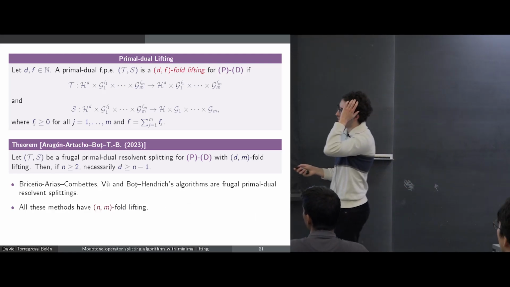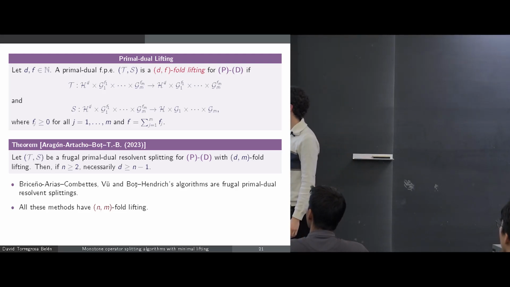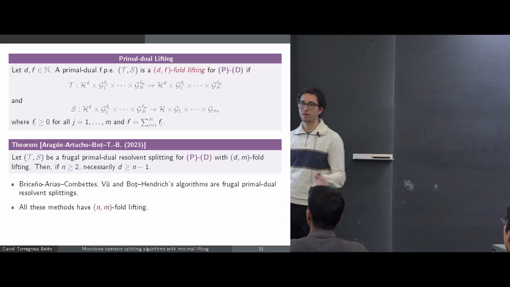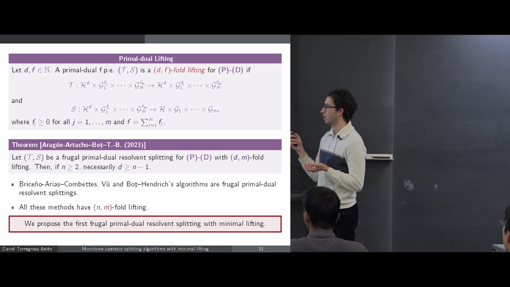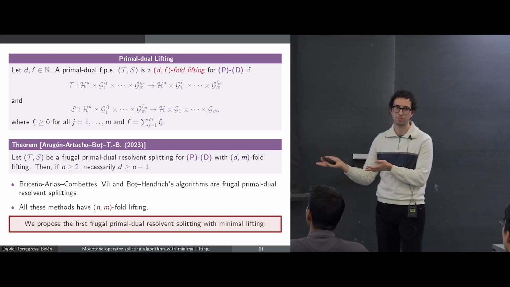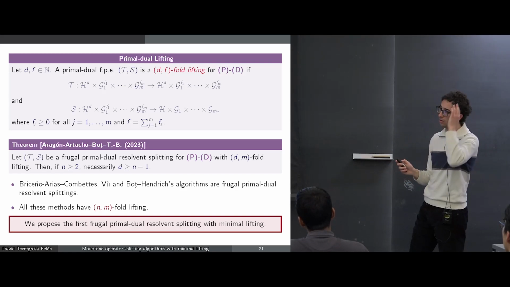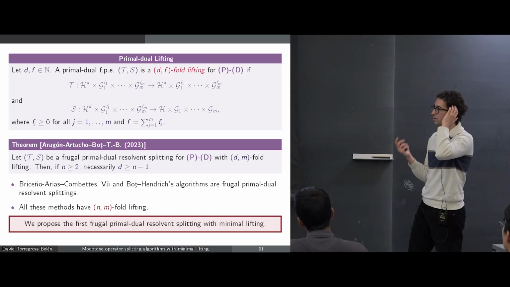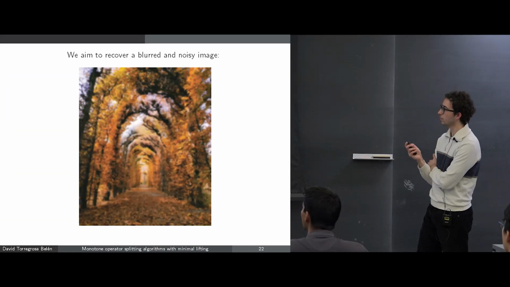Okay, so it turns out that there were several splitting algorithms that were used to solve this problem with more than 2 operators, and all of them had NM lifting, so they didn't have minimal lifting at all. So what we also did was give a primal dual resolvent splitting, which is the first one that has minimal lifting for this problem according to this definition. And as far as I know, this is the only one so far. For other problems there have been more methods, but for this problem, I think ours is the only one.